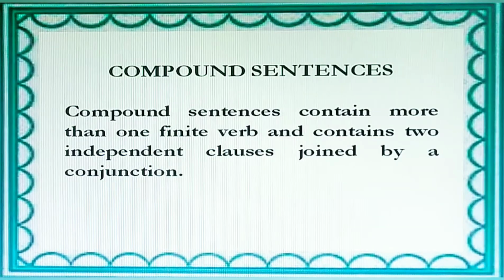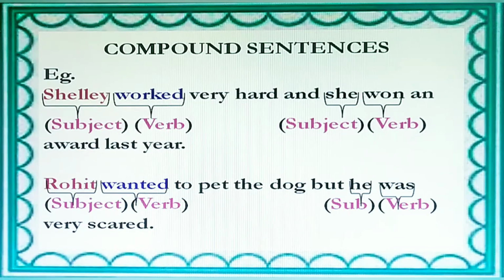Now we'll see about compound sentences. Compound sentences contain more than one finite verb and contain two independent clauses joined by a conjunction. Shelley worked very hard and she won an award last year. Here there are two sentences and both the sentences are joined by the conjunction and.